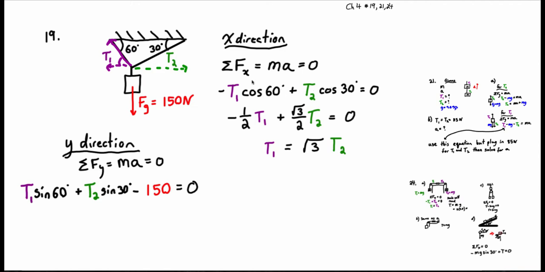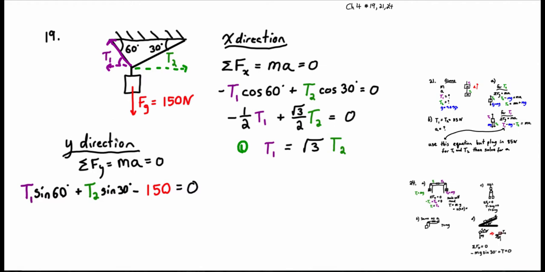So if I use a little bit of trig here, cosine of 60 degrees is 1/2. Cosine of 30 degrees is square root of 3 over 2. So I can set this up, and with a little bit of algebra, I can isolate my T1 variable. So this is an equation that relates T1 and T2. But I can't solve for these because I only have one equation.